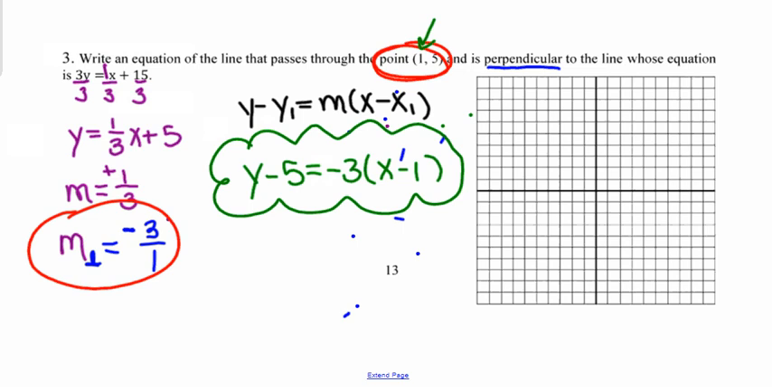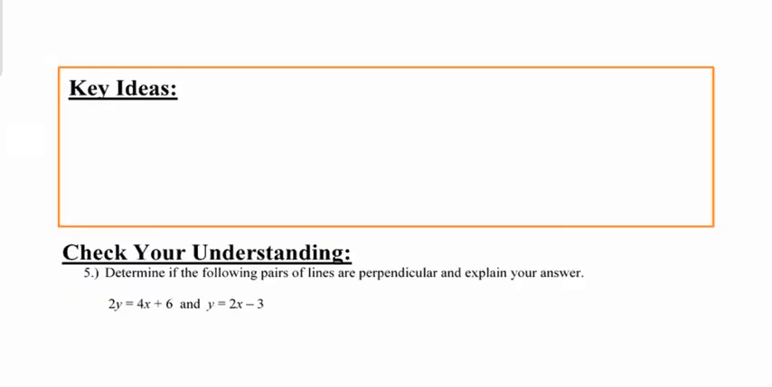As always, take a few minutes and in your own words summarize the important understandings and the things you're going to need to remember to be successful with the problems involving slope and perpendicular lines, and then see if you can apply what you've learned to answer the questions on that next page.